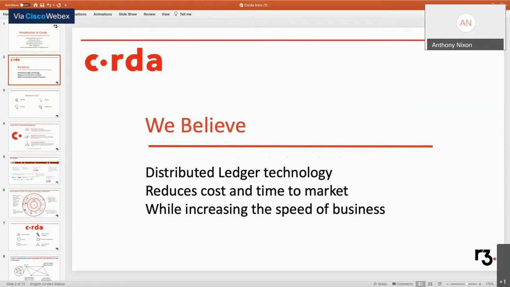At Corda, we believe that distributed ledger technology reduces cost and time to market while increasing the speed of business. A lot of people ask what blockchain technology can do. It is not necessarily creating profit for you, but reducing friction between businesses and actually saving you money.